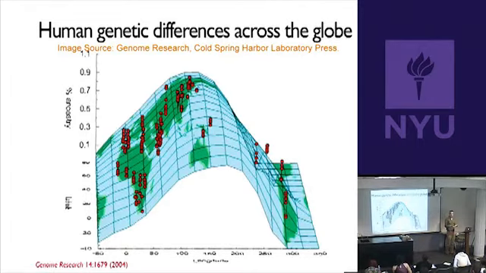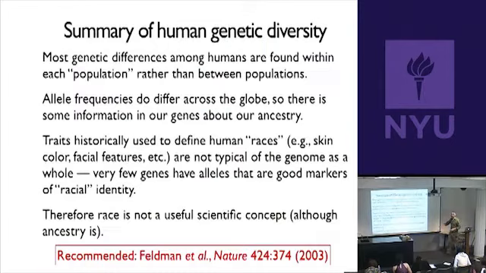There are very few alleles that exist in one part of the world that don't exist somewhere else. That's what we mean by saying that most of the genetic differences among humans are actually within each population. Each population has a large representation of all of the genetic differences that exist across the whole world. But allele frequencies, so the tendency for certain alleles to be common or rare, do differ across the globe. So there is indeed information in our genes about our ancestry, and we're going to talk about this as we go on in the lecture.